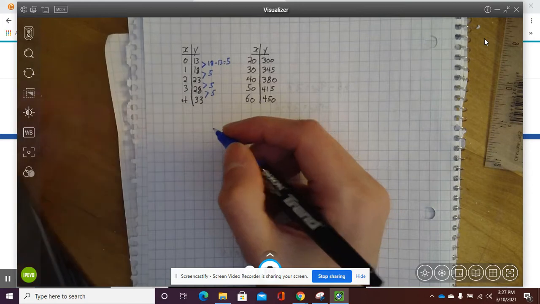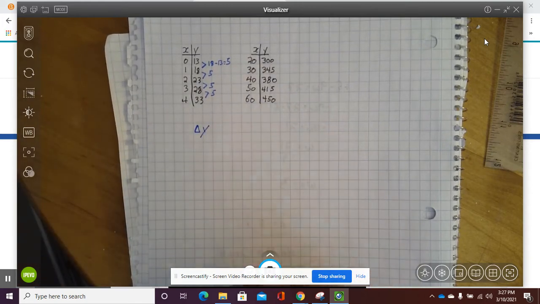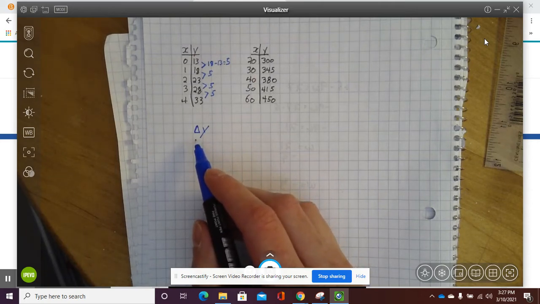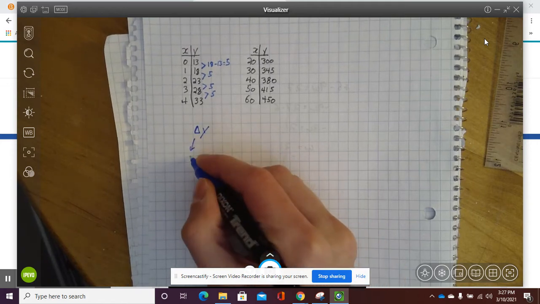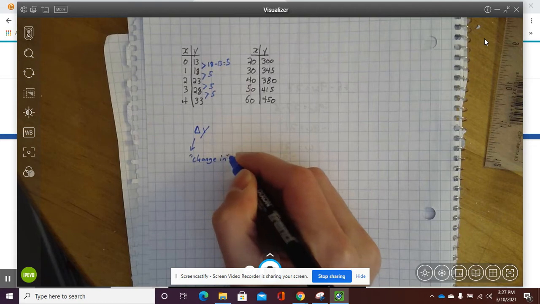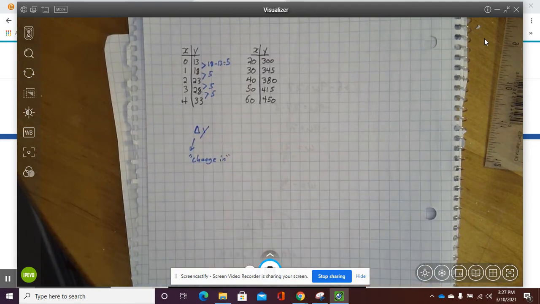Another way we can write first differences is as the change in y. Delta is the fourth letter of the Greek alphabet. This is a capital delta. And delta in math, and also in physics, just means change in. So first differences is a way of saying change in y, or change in the dependent variable.